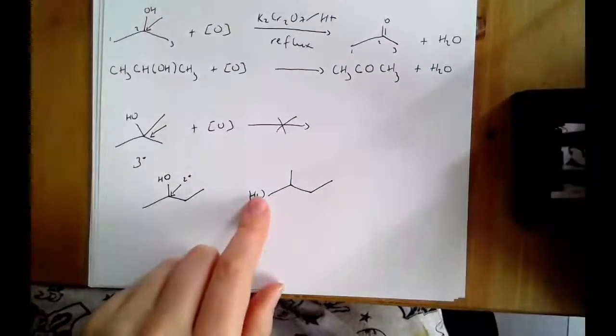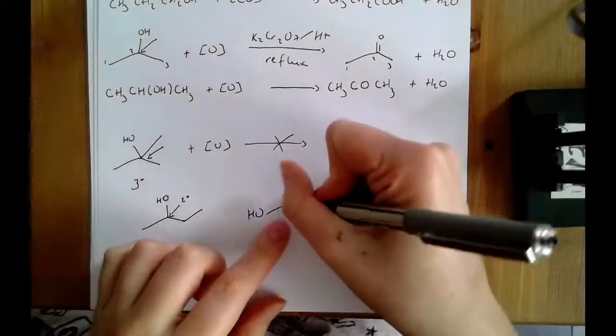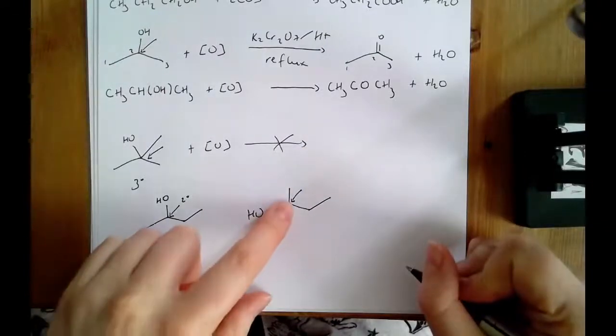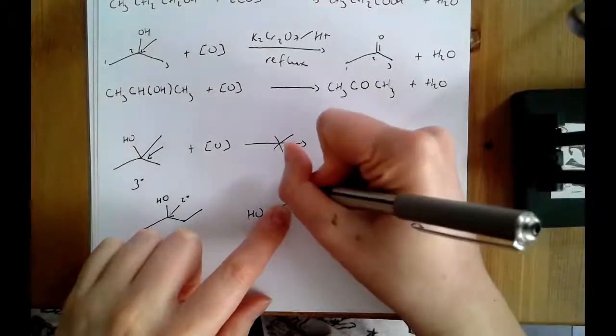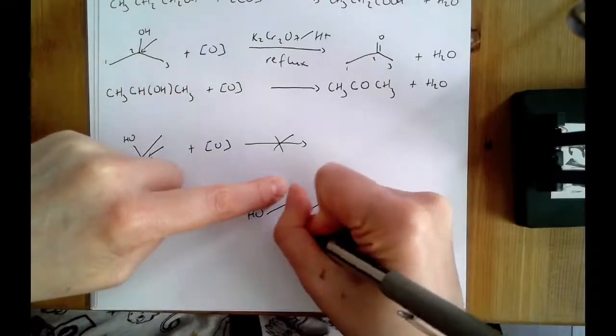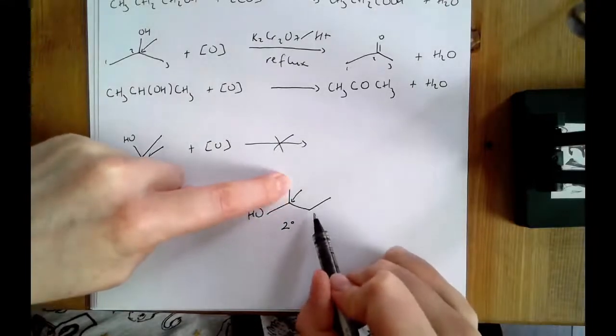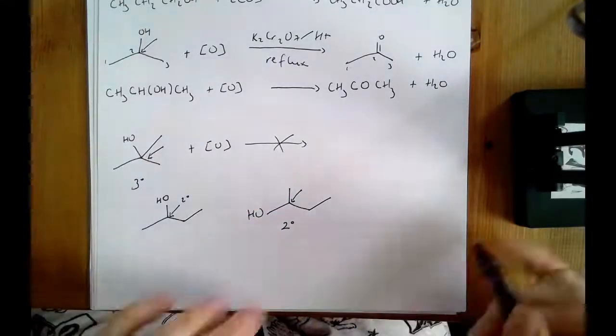And because it was at the end of the chain, most of you looked at it and just immediately said it must be a primary alcohol. But let's look at the carbon that OH is bonded to. It is bonded to 2 other carbons. So just because it's at the end of a chain doesn't necessarily make it primary. This carbon is bonded to 2 carbons. It is a secondary alcohol.